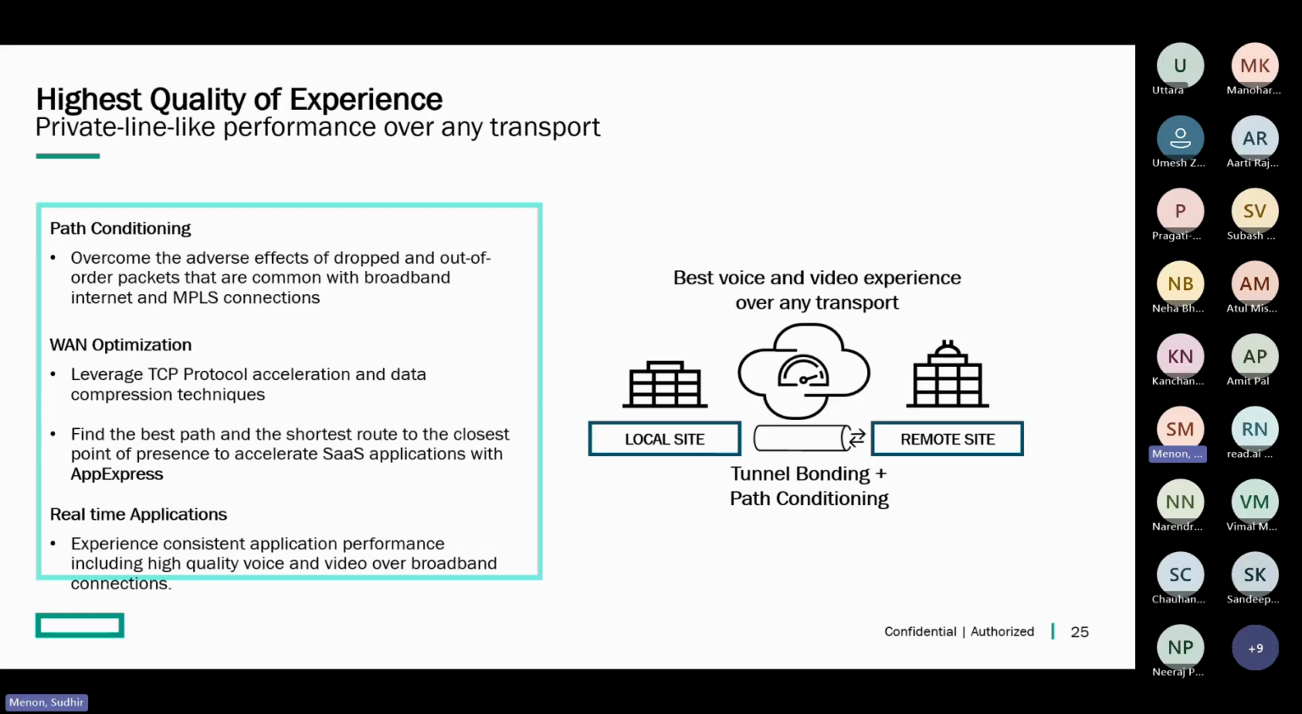So, how do we enhance the performance using path conditioning techniques, WAN optimization, and real-time application performance acceleration, for real-time applications like your voice and video over higher latency media or less reliable media like broadband, 4G, or 5G? We have unique approaches like First Packet iQ, where we classify the first packet itself at the entry or exit of SD-WAN to uniquely differentiate the application traffic which requires priority treatment to enhance the application performance.